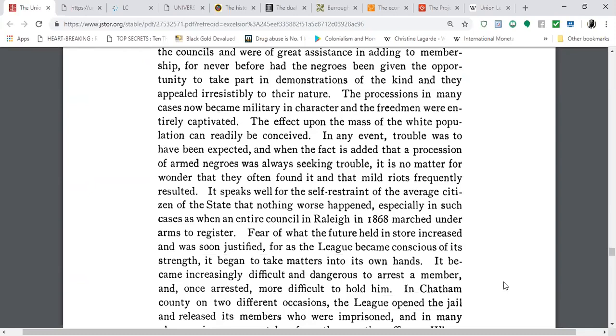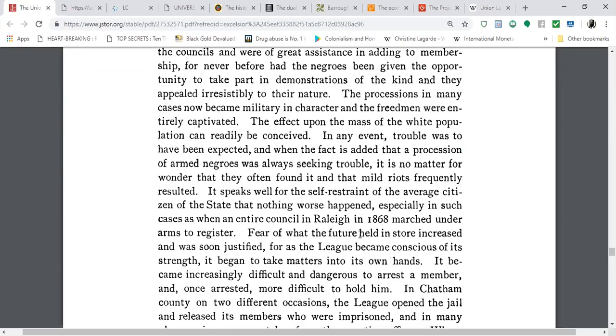The effect upon a mass of white population can hardly be conceived. In any event, trouble had been expected, and when the fact was added that the procession of armed Negroes was always seeking trouble, it is no matter of wonder that they often found it, and that mild riots frequently resulted. It speaks well for the self-restraint of the average citizen of the state that nothing worse happened, especially in such cases when the entire council in Raleigh in 1868 marched under arms to register.